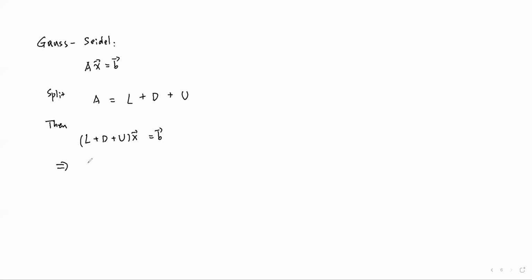From here, I rewrite this equation as (L plus D) X plus UX is B. Then move the second term on the left side to the right side. Let me write UX first. Now L plus D, move it to the right hand side.